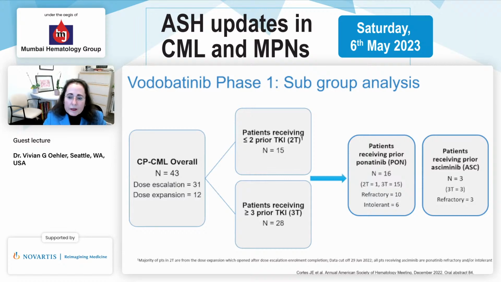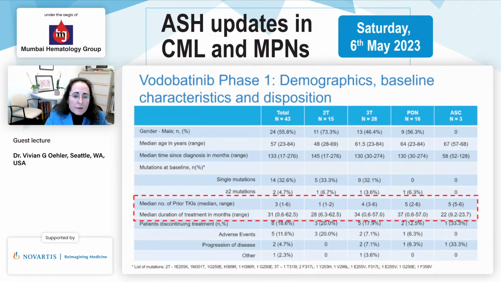For this subgroup analysis, which was presented by Dr. Cortez, patients were divided into line of therapy. And so 2T here is patients who received 2 lines of therapy or less, and 3T is patients who received 3 lines of therapy or more. And the patients were also further stratified by whether they had received prior ponatinib or asciminib. Demographics are shown here, and as you can see in the red box, this was a heavily pretreated patient population.